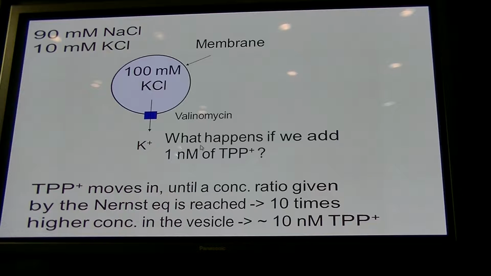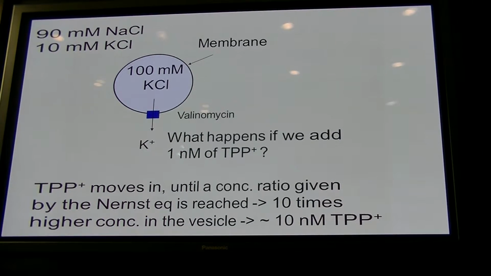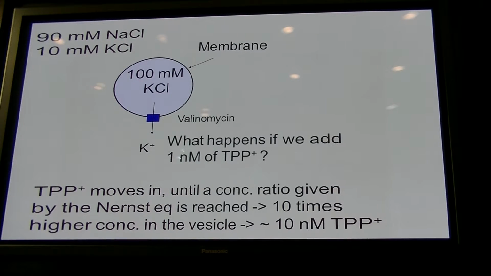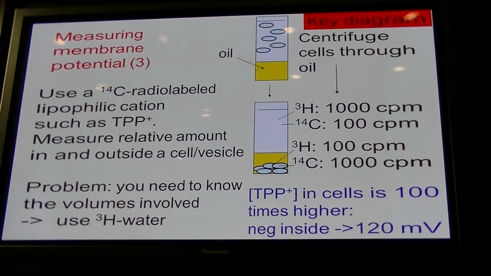So we add this from the outside, and we have a membrane potential that's positive out, negative in, and the TPP+ will flow in. It will distribute itself according to the Nernst equation, which means with this 60 millivolt membrane potential, or one standard package, we're getting a 10-fold concentration ratio. The TPP accumulates, so it's higher inside, approximately 10 nanomolar TPP+ inside. Okay, now this is actually something that can have an application.